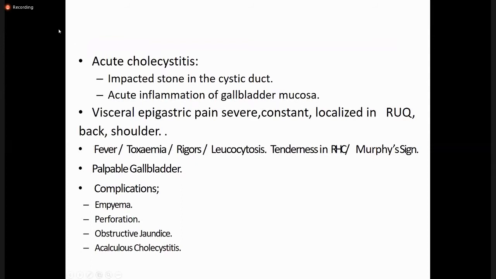What are the complications of acute cholecystitis? There might be empyema. Empyema is when you have a collected distended gallbladder and it gets infected. If it is not infected, then it is called a mucocele. You may get a perforation of the gallbladder. You may even get obstructive jaundice, and there might be acalculous cholecystitis. By acalculous, we mean that there is no stone, but there is infection of the wall of the gallbladder. We're going to see more in picture form in the later slides.